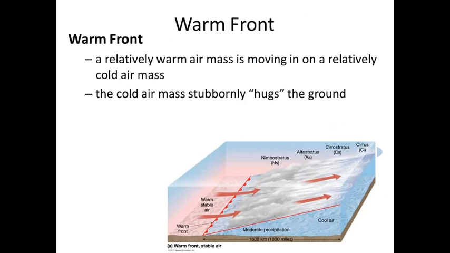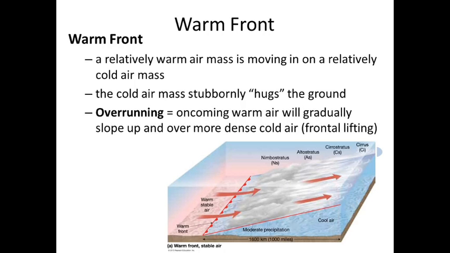So overrunning is associated with warm fronts. If I say it's a warm front coming in, that means the warm air is the aggressor. Warm air, though, is not stubborn. Warm air is not dense. Warm air will go up and over the cold air it's trying to replace. So what happens is we call the transition zone.